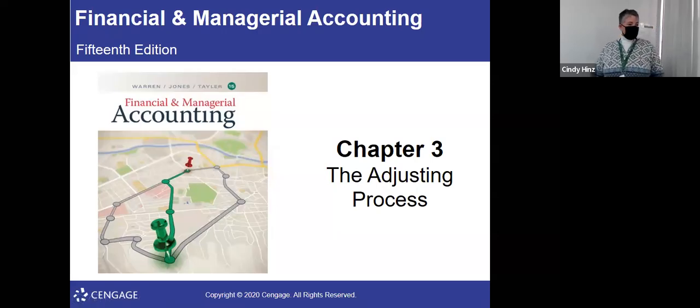We are now ready to look at Chapter 3, which is the adjusting process. Chapter 3, as I mentioned, is the last chapter for our first exam. We have 14 chapters we're going to cover this semester. We have 5 exams. 4 of the exams cover 3 chapters, and exam 4 covers just chapters 10 and 11 on liabilities.